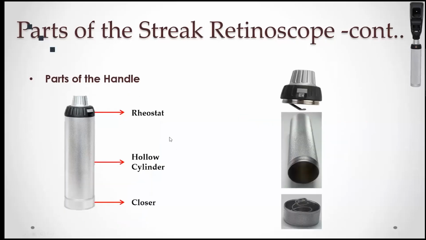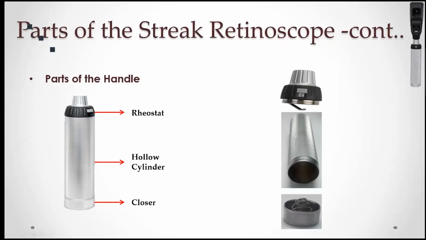Let us move on to the parts of the handle. The handle has three different parts: the closer, the hollow cylinder, and the rheostat. The rheostat acts as an on-off switch as well as the intensity controller. The hollow cylinder has a provision to hold the batteries for the battery-operated streak retinoscope, or it can use the adapter for the power supply operated equipment. And the closer has the spring to hold the batteries.